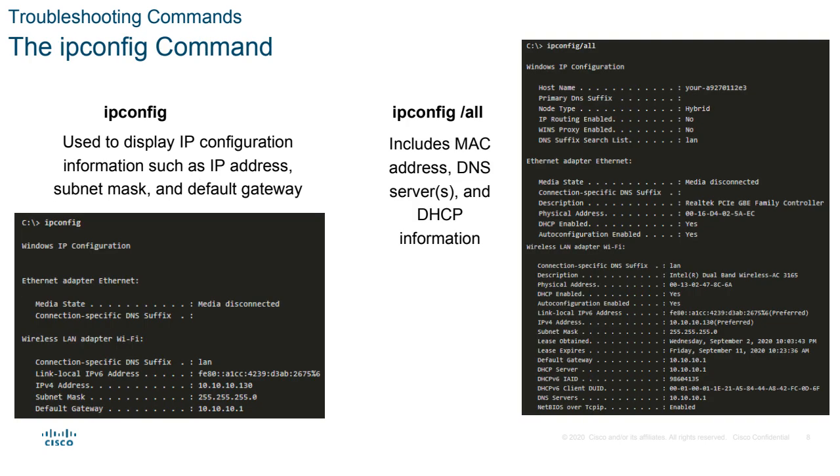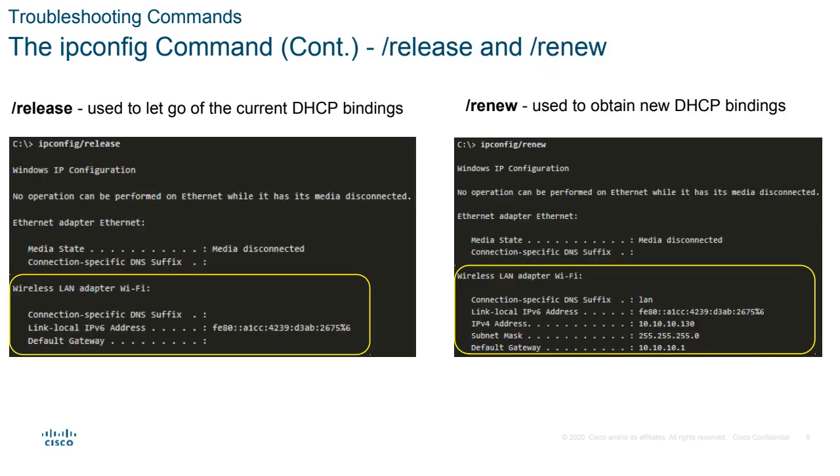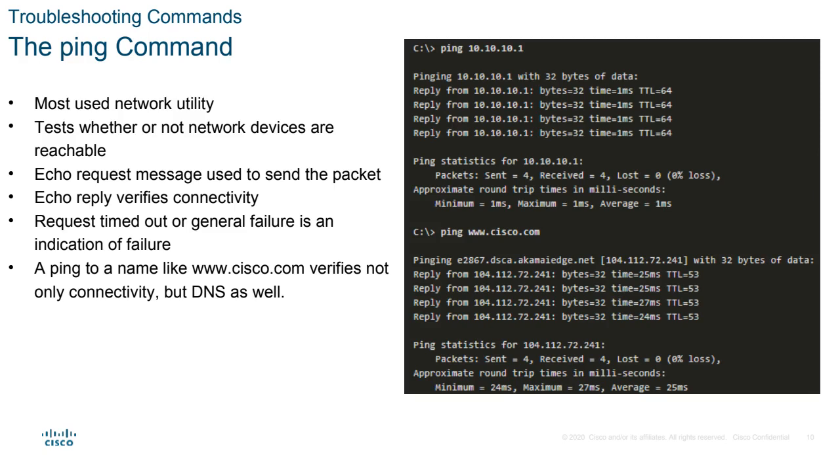This is an example of the output from these commands. ipconfig shows you the IP address. We have ipconfig space /all, which will show you more details about your network. We have also ipconfig /release. This will release your IP address and then /renew to get a new one.